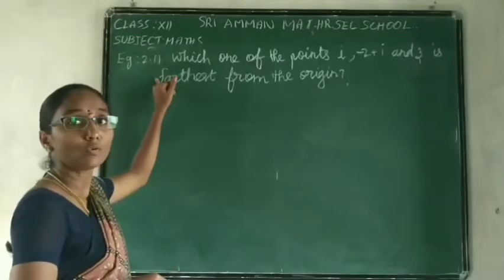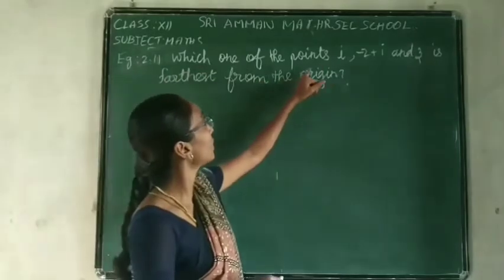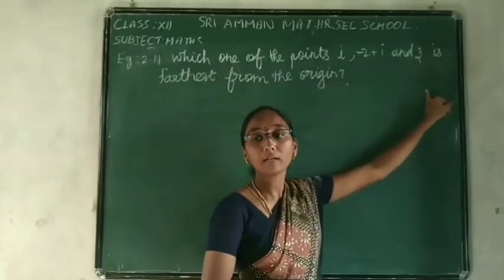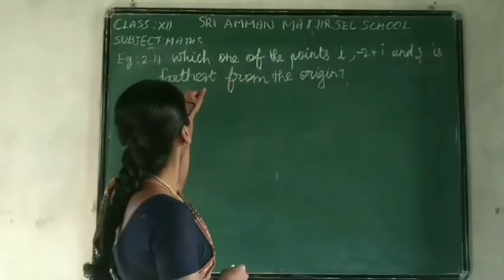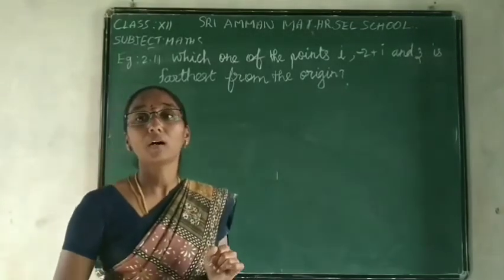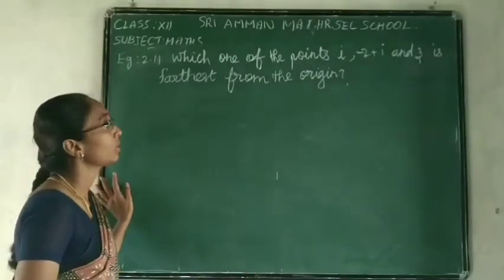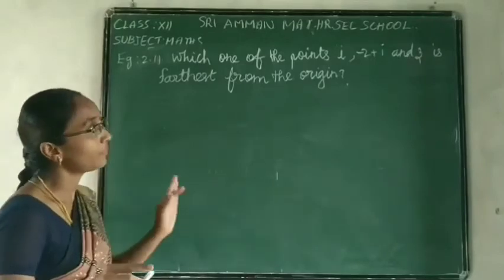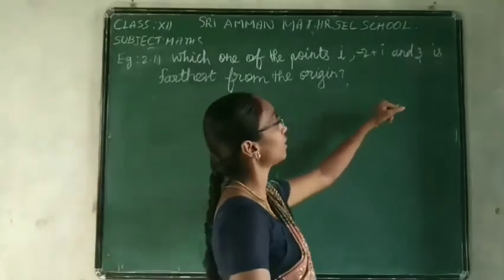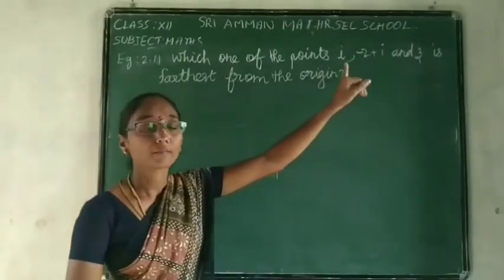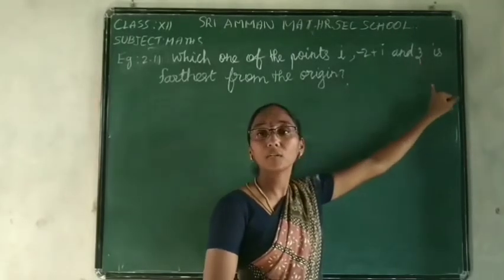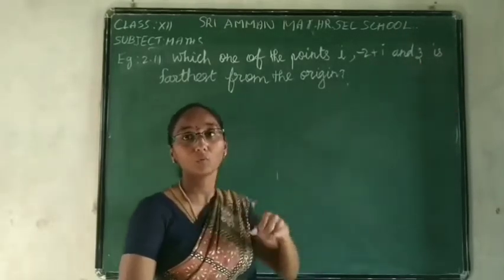Next, example 2.11. Which one of the points i, minus 2 plus i, and 3 is furthest from the origin? Furthest from the origin. What is the question? Three complex points are given. You consider 3 also as a complex number. Here i, minus 2 plus i, and this complex number contains only a real part, that part is 3.